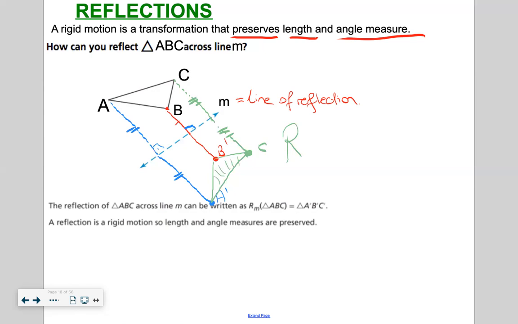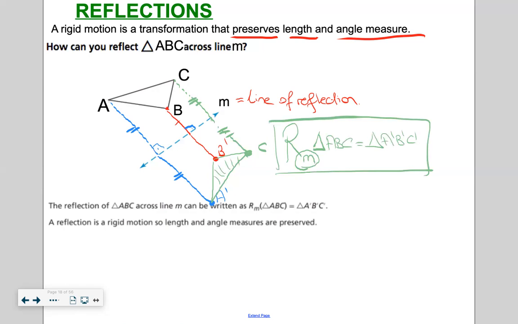What is the line of the reflection? Here is M, which means that I have a line of the reflection, which is M, and this is applied to triangle ABC, and I got triangle A prime, B prime, and C prime. So this is the rule that belongs to this figure. The reflection of the triangle ABC across the line M can be written as capital R subscript M, triangle ABC, and then you will get triangle A prime, B prime, C prime.